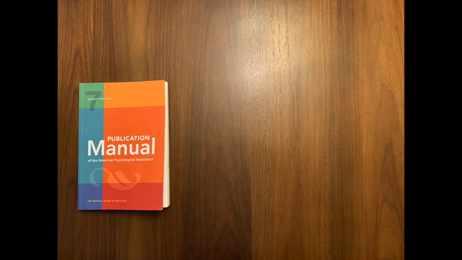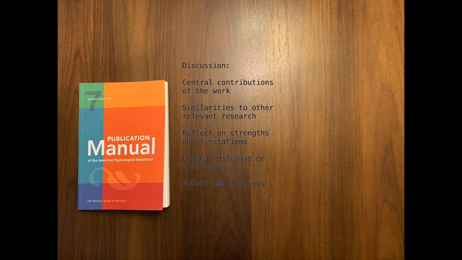The discussion section of a qualitative article contains a description of the central contributions of the work and their significance, as well as identifying similarities to other research relevant to the topic. Authors should use this space to reflect on their findings and identify strengths and limitations. They should also detail ethical dilemmas or challenges of the research and consider future implications of their findings.